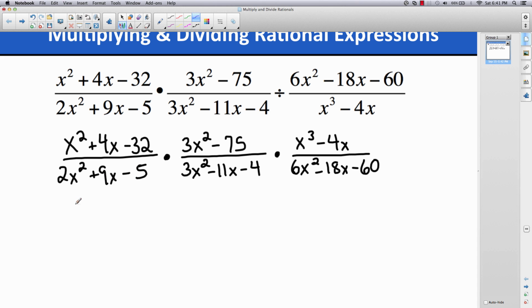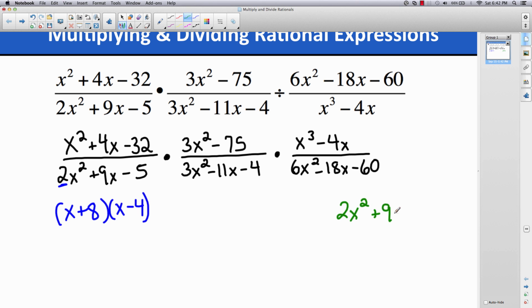So our first numerator, we want to see what multiplies to negative 32, adds to positive 4. That's going to be x plus 8, x minus 4. For a denominator, since the first coefficient is greater than 1, we're going to want to expand this to 4 terms. So I'll just do that on the side, and get in the habit of maybe doing some work on the side, and don't try to bunch everything up. Just try to stay neat and organized.